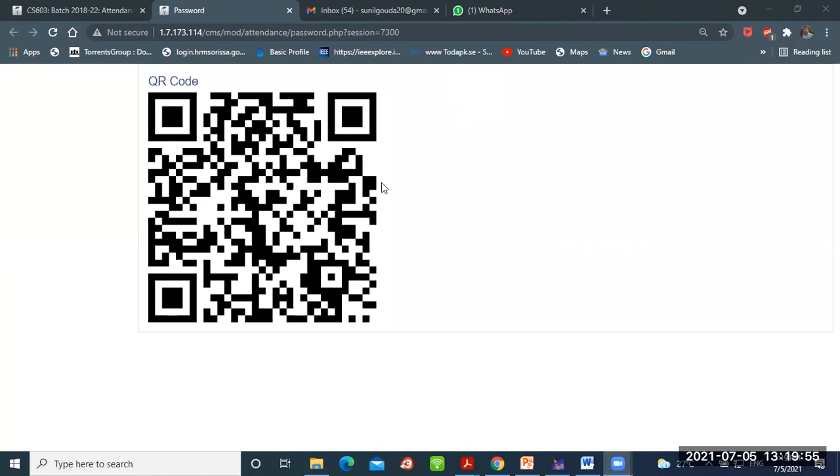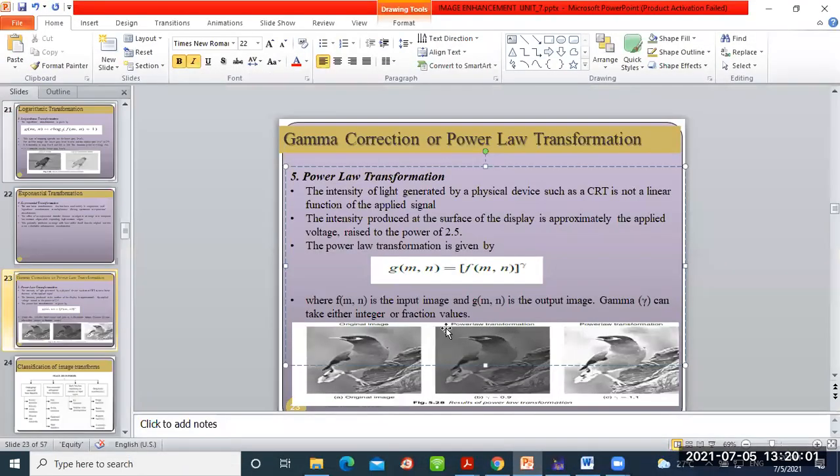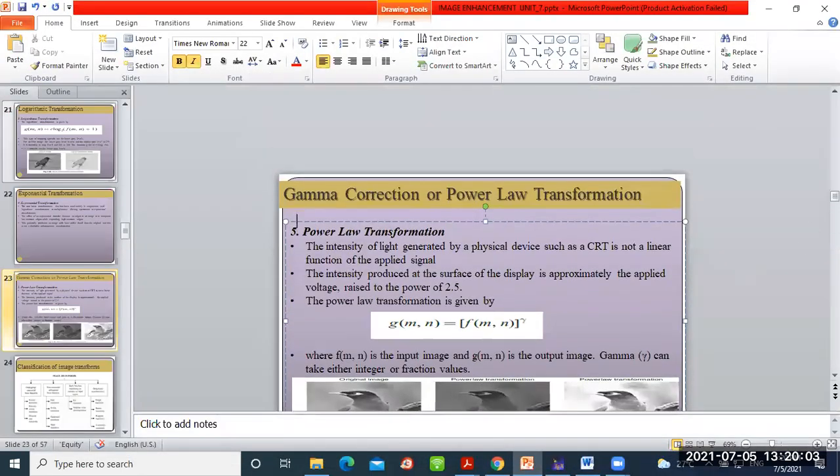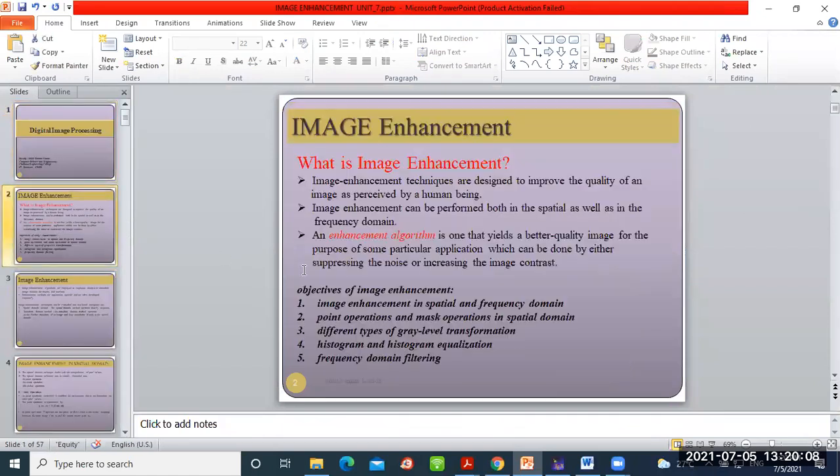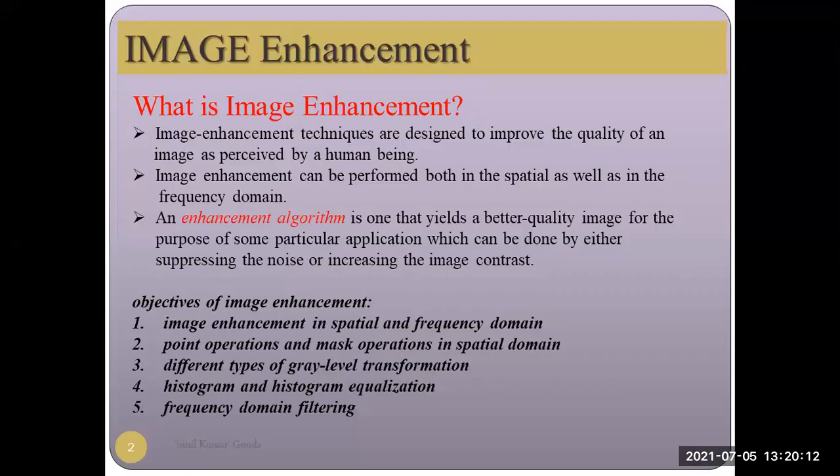Okay, I think most of you have joined, so let's start the class. I hope it is visible to all of you. The screen is visible. Yes.